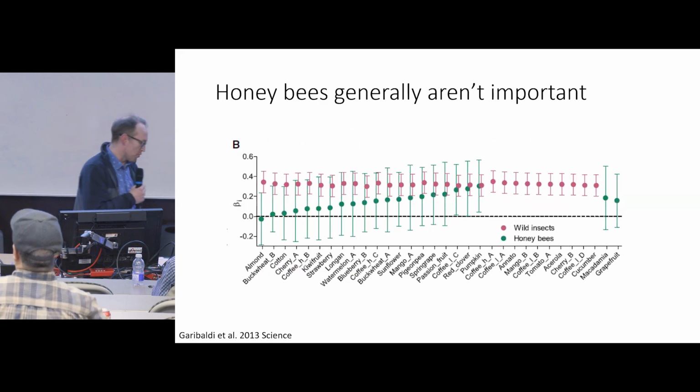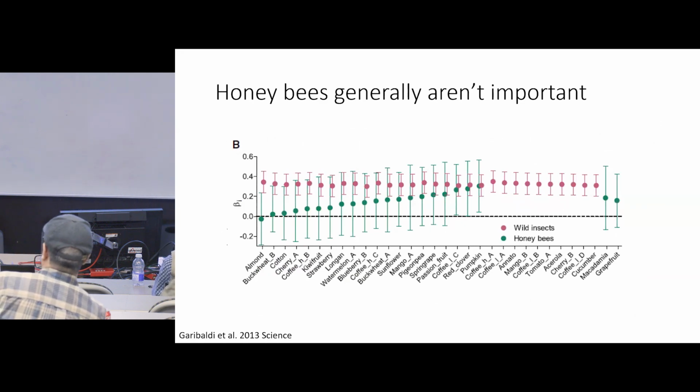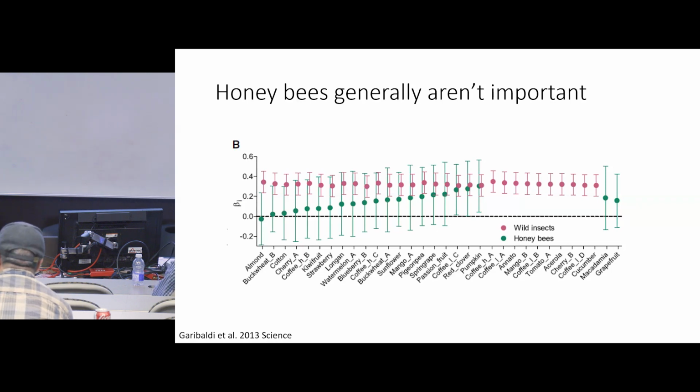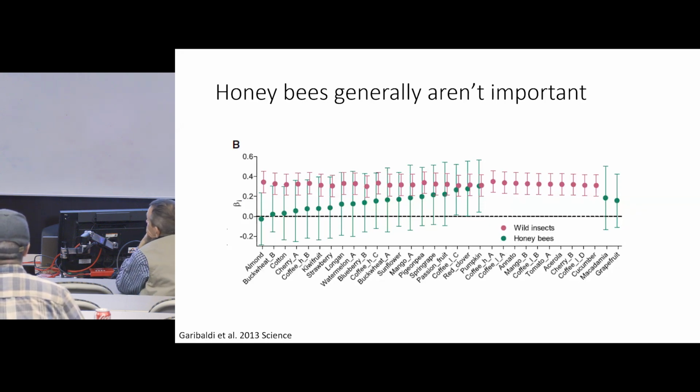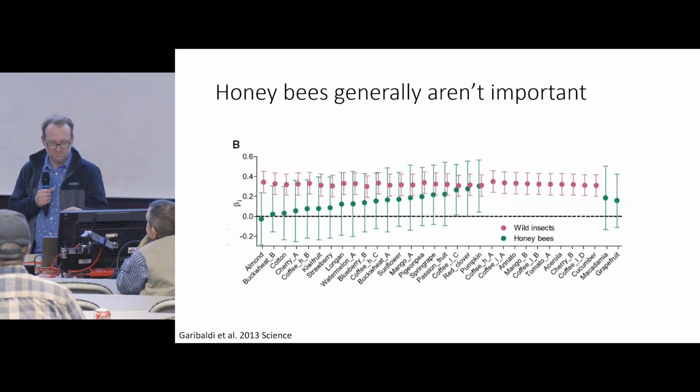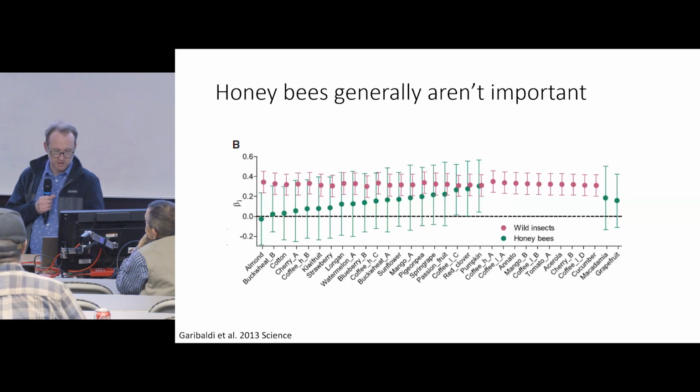The same study showed that across a bunch of different crops globally, the amount of fruit set consistently increased, so above that zero dashed line, due to the presence of wild insects. But the honeybees were relatively unimportant. Only 14% of the crops that they studied actually reliably had benefits due to honeybee presence. So wild pollinators are generally, globally at least, more important than honeybees.